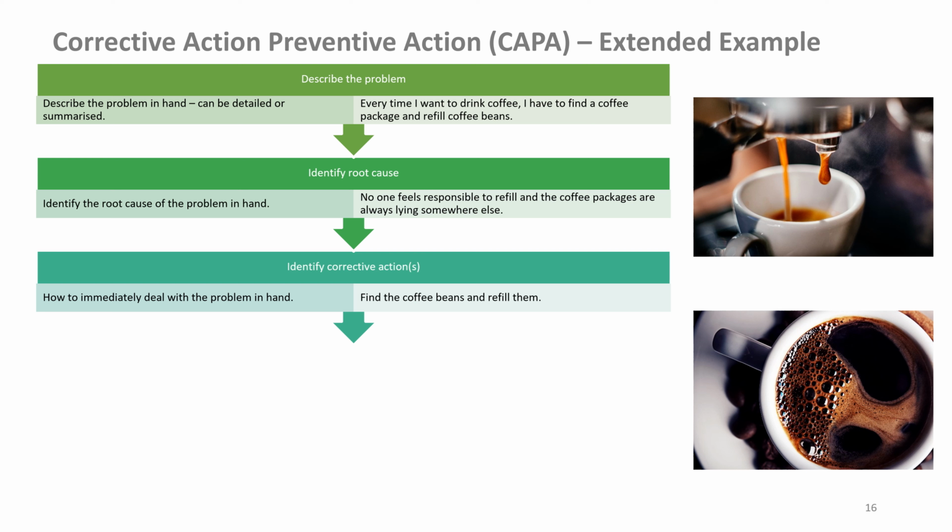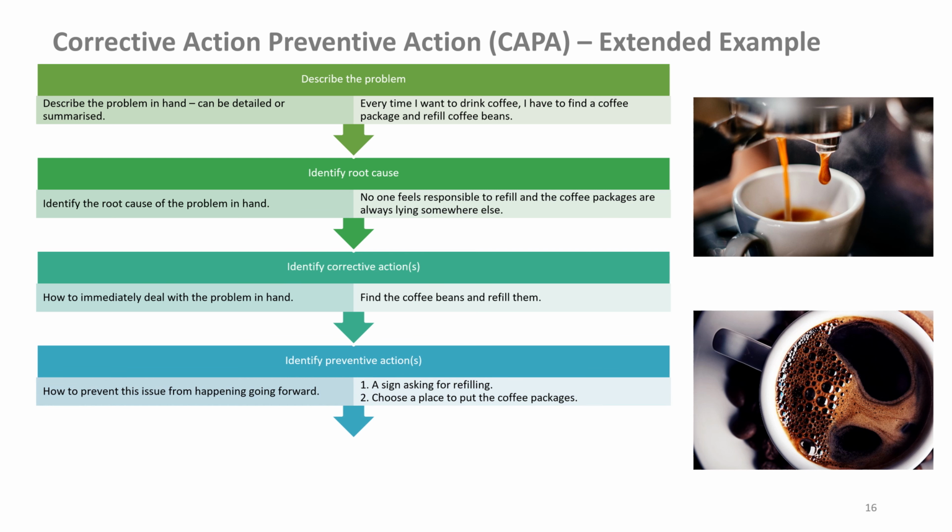Can this be done even better? Yes, if we now combine corrective actions with preventive actions, we get a satisfactory result. Identify preventive actions. How to prevent this issue from happening going forward. First, a sign asking for refilling. Second, choose a place to put the coffee packages.